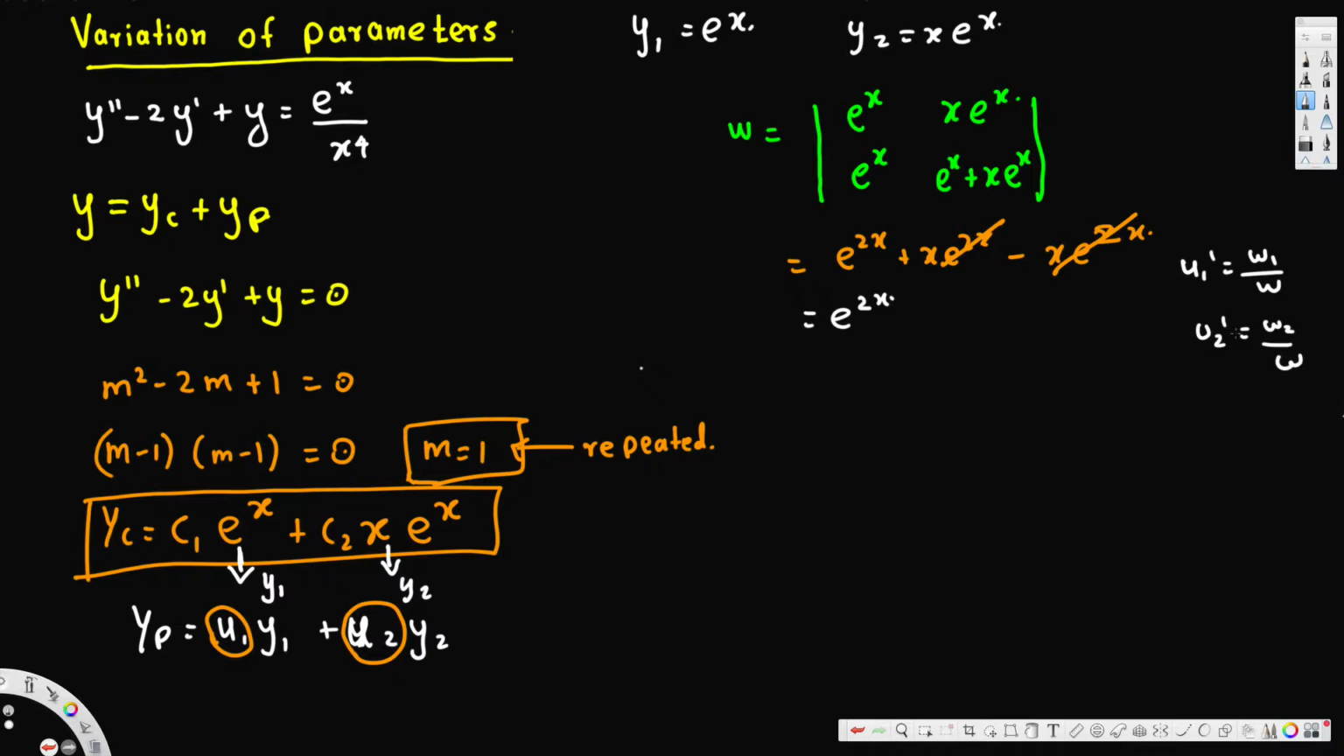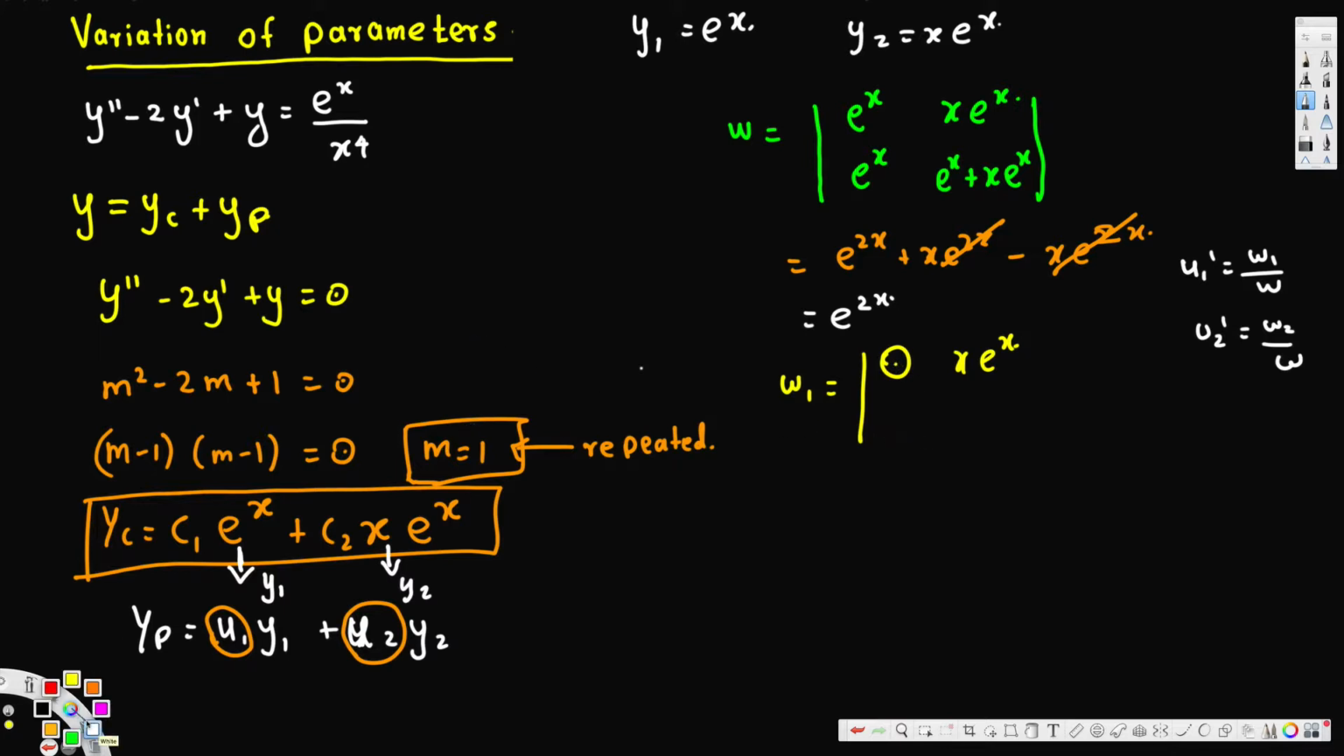So in order to find out this u1 prime and u2 prime, we need to know what is w1 and w2. Now the easier way to find the w1 and w2 is using the Wronskian again. Now let's go ahead and use that. Here to find out the w1, we have to put the first term 0, and we have to keep the second term as it is, that is x e^x, and below this first term, this 0, we have to put g of x.